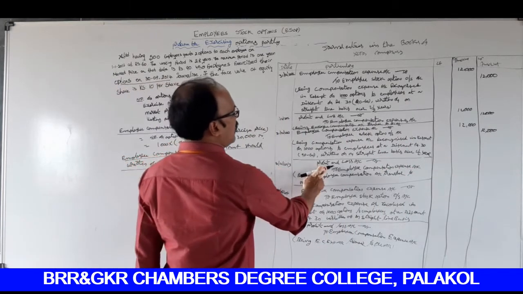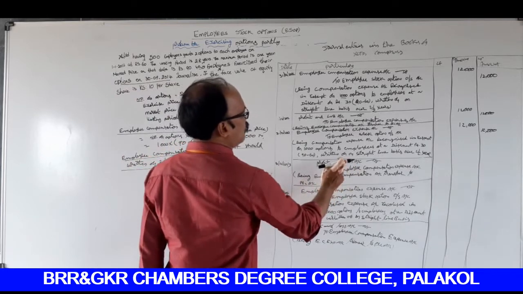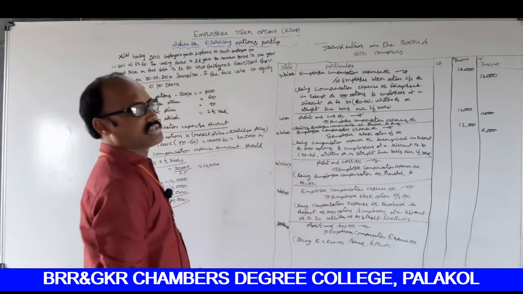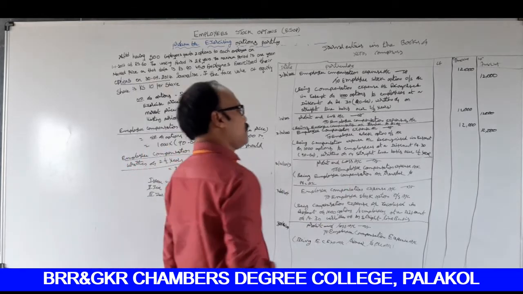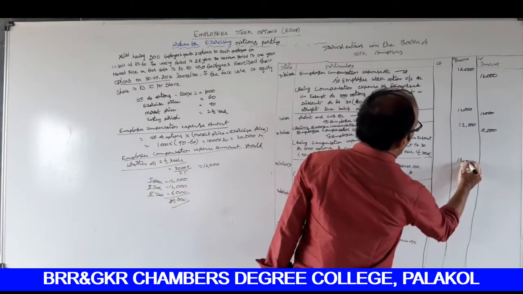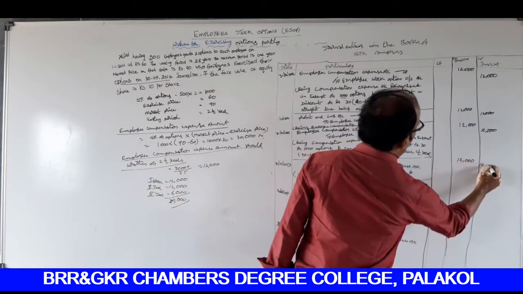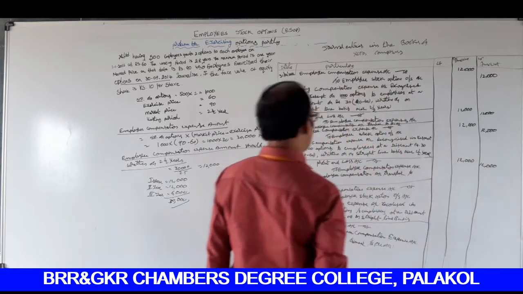31/12/2013. Profit and loss account debtor to employee compensation expense account. How much? 12,000, 12,000.